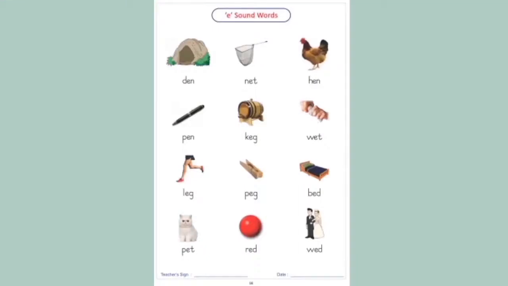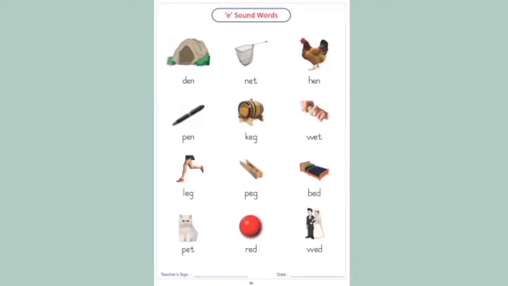Today in Language Space we are going to learn E sound words. E says E. You have already learned consonants and 5 vowels, that is A, E, I, O and U. We have also learned A sound words. So today we will learn words with the primary sound E. E sound words are the words in which the primary sound is of vowel E. For example, pet, den, net, etc. So let's learn E sound words.